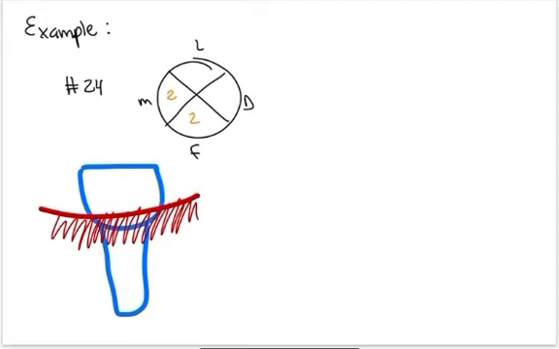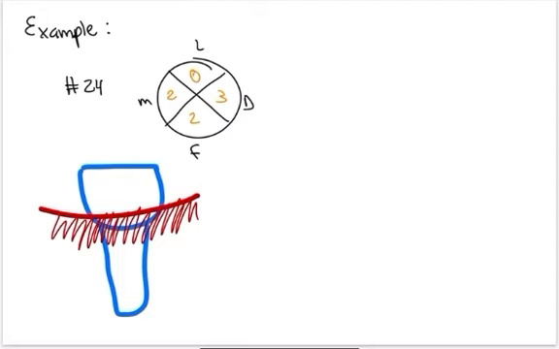Then we take a look at the distal, and there's severe erythema and swelling. So that would be a score of 3. Then we finish around to the lingual, and we see that it's normal gingiva, there's no inflammation, so that would be a score of 0.